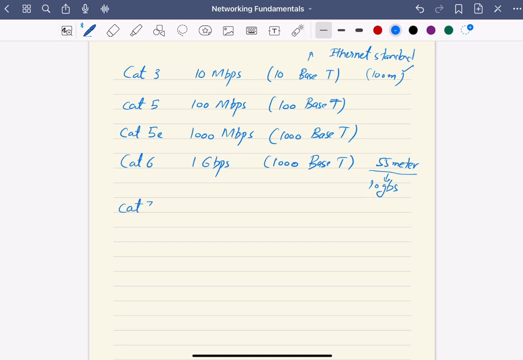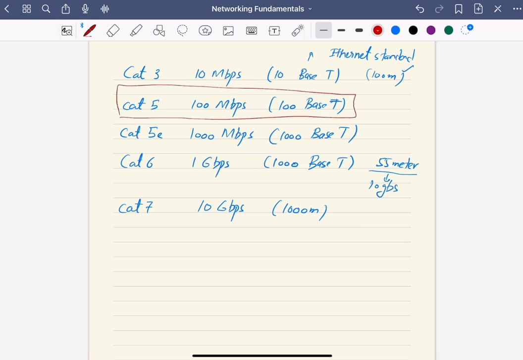Similarly, the category 7 cable offers 10 Gbps speed, and the distance is up to 1000 meters. The minimum cable category through which you can get 100 Mbps is category 5. So you need at least a cat 5 cable to get that. And the maximum distance of a UTP category 5 cable is 100 meters. We call it 100 meters, but practically it is 99.97, and then it would be fully faded. That's the maximum distance it can travel.